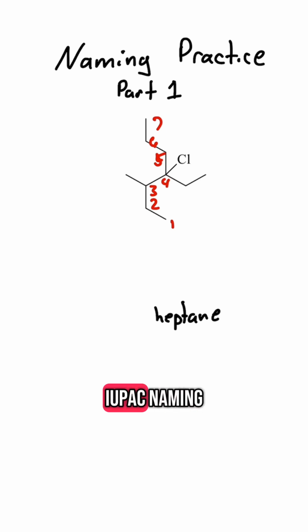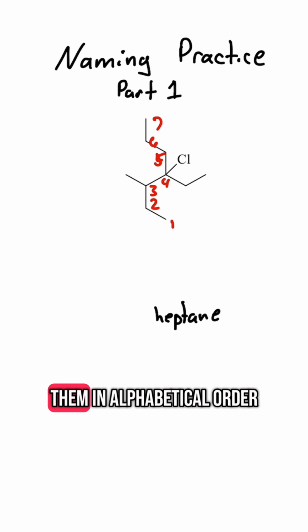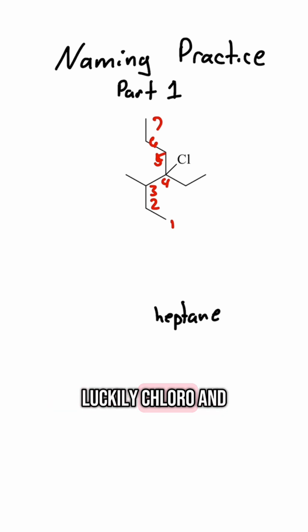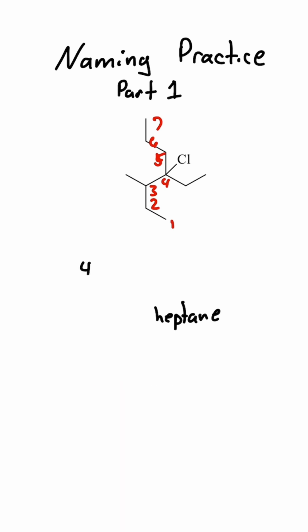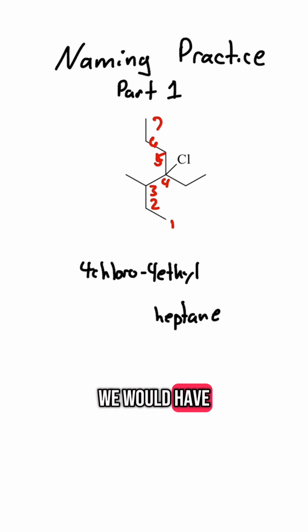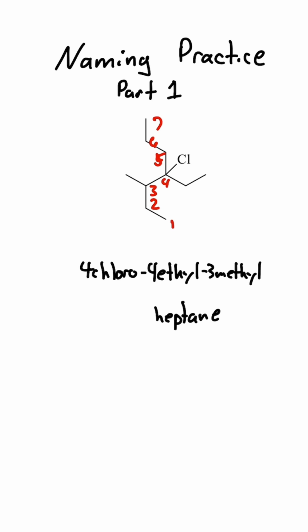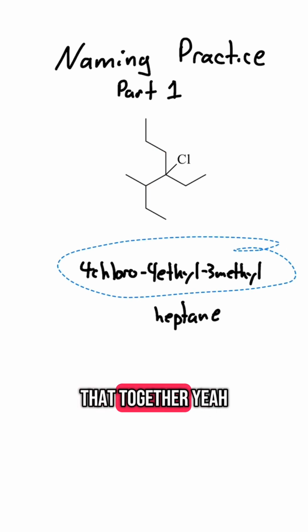And then for IUPAC naming, remember we name them in alphabetical order. Luckily, chloro and ethyl are at the 4 position, so they're already in front. So we would have for chloro, put a dash there. My handwriting's terrible, I'm sorry. For ethyl, and then we would have 3 methyl. And then we would put all that together.